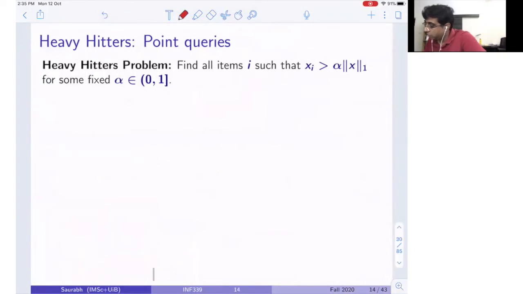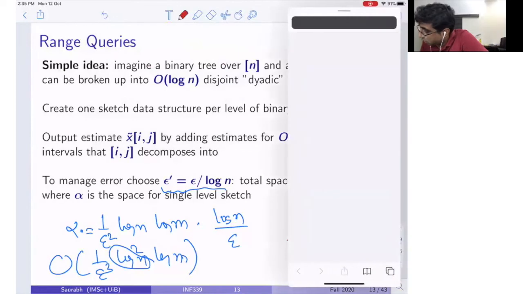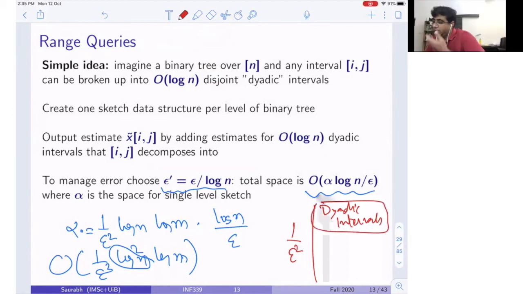Next, the thing which I want you to take away from here is the dyadic intervals, okay? This is a very important object to have. And if you know about segment trees, it is very similar to segment trees. And to manage error in log n, you can set epsilon prime to be some epsilon by log n or poly log n. So this is the second thing.